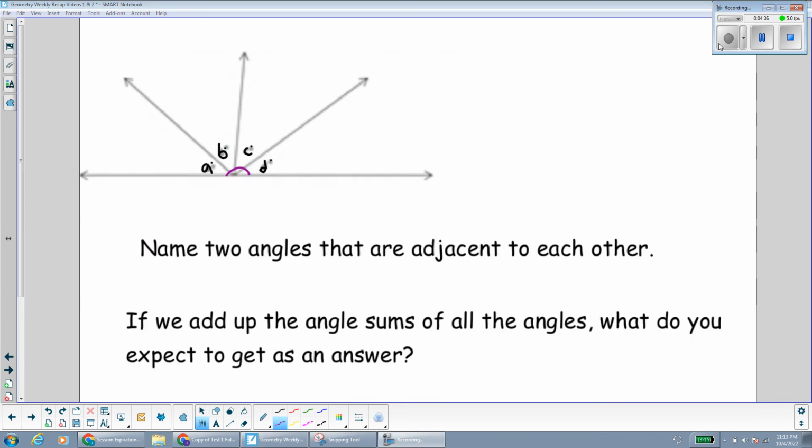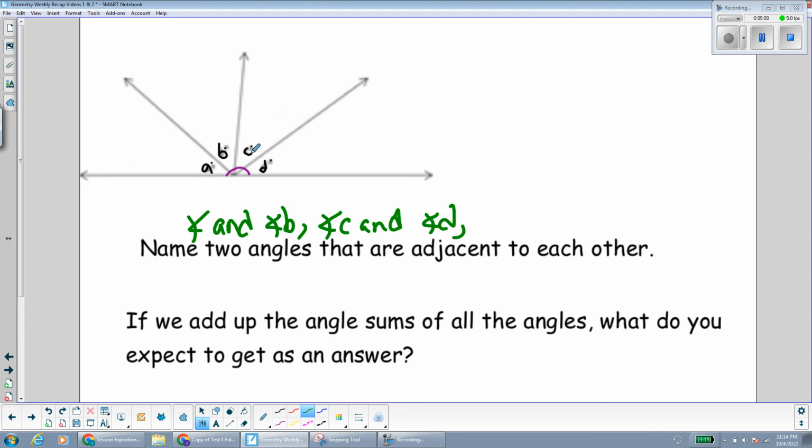Now that we've talked about what it means for two angles to be adjacent to each other, see if you can find two angles in this diagram that are adjacent. I found angle A and angle B, angle C and angle D, and angle B and angle C.